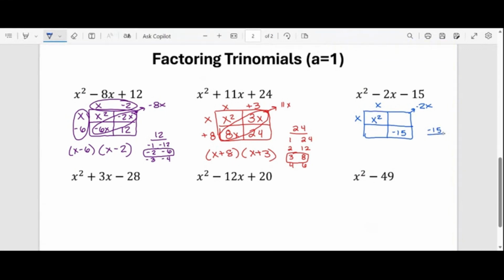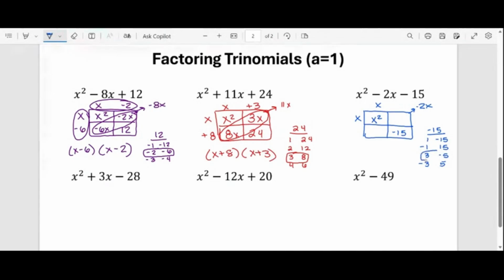There are a lot of factors of -15, so let's start with a +1 and a -15. We could also do -1 and +15. 2 does not go into 15, so let's jump over to 3. We could do 3 and -5, or -3 and 5. 4 does not go into 15, 5 does, but we already have it listed. We need to decide which of these factors is going to add up to a -2.